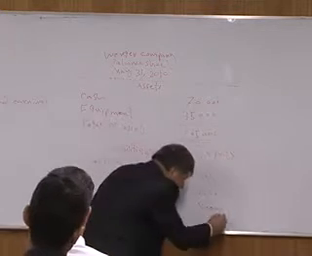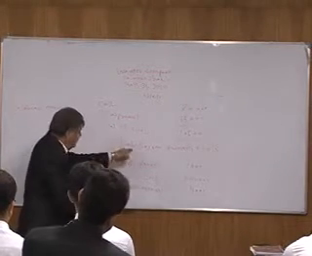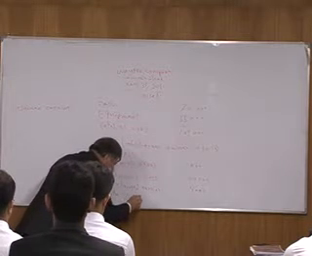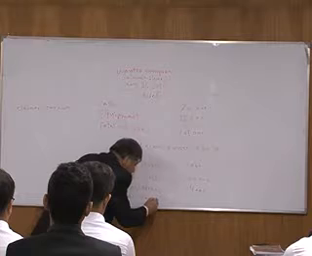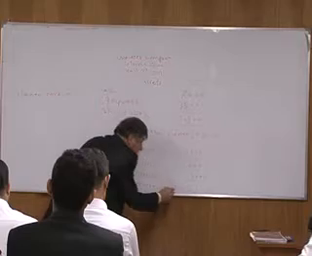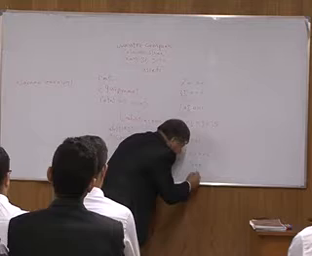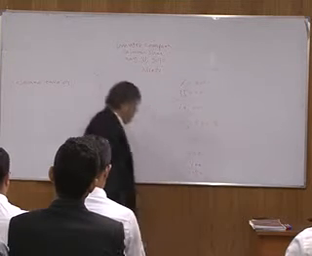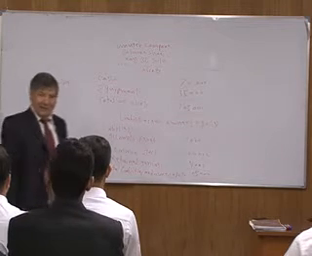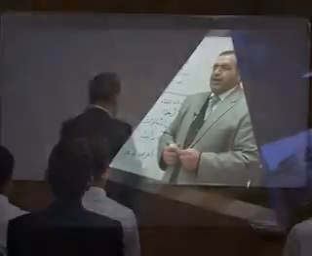Now, the total of liabilities and owner's equity. How much? 105,000. Now the balance sheet is balanced. Okay? Any question, please? You understand? Thank you very much.